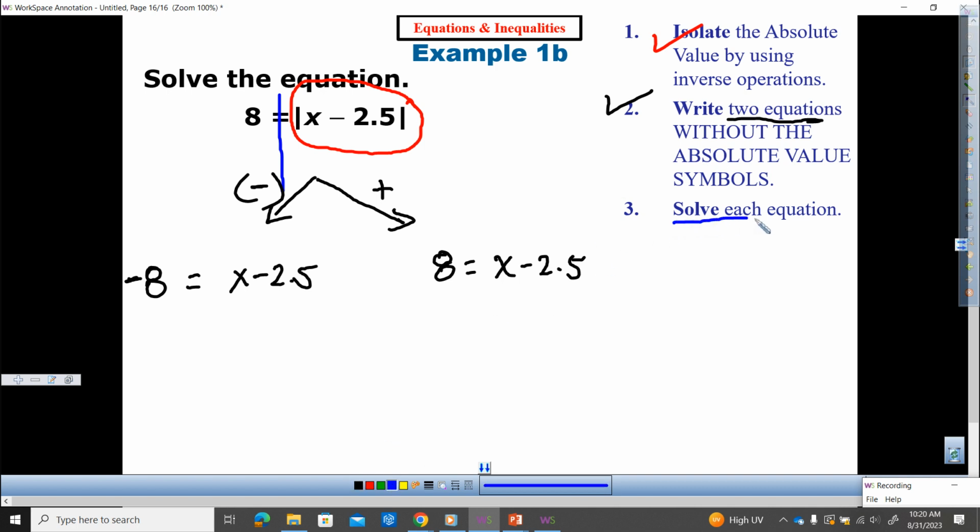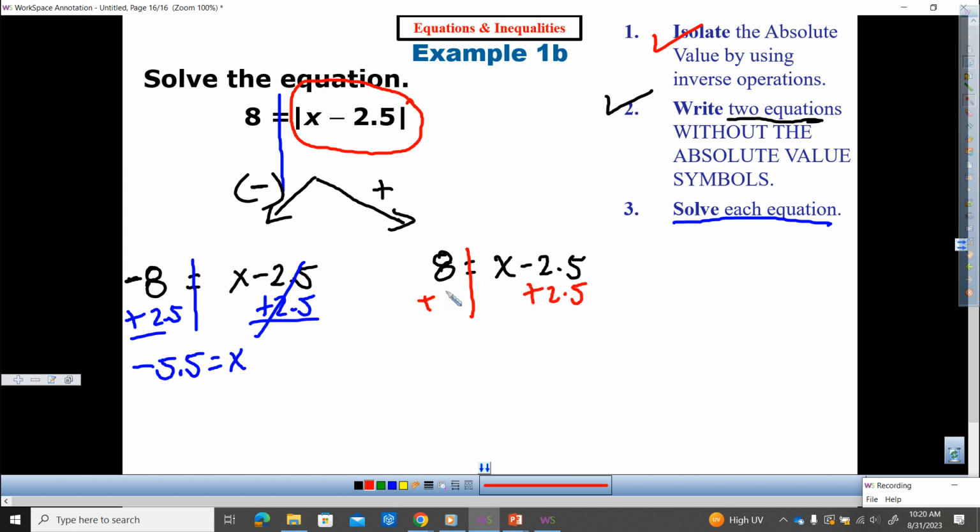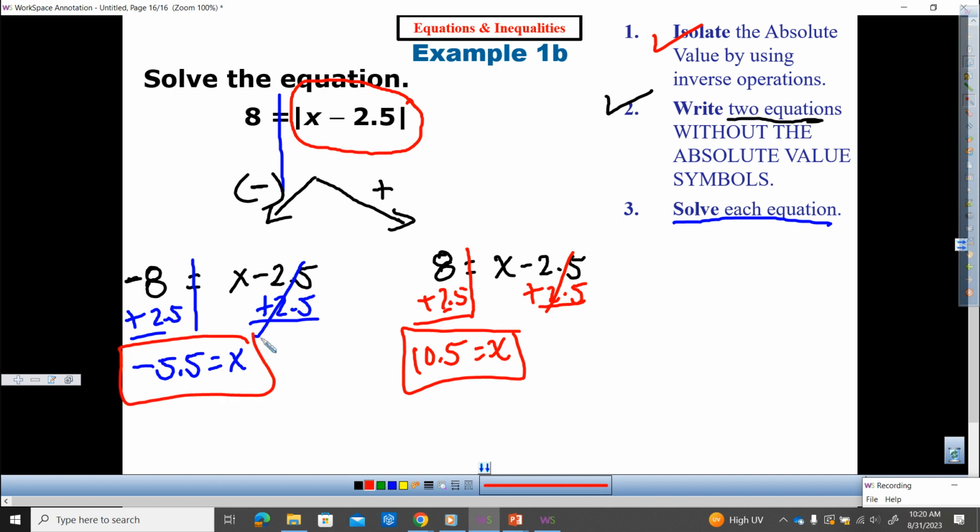What does it say? Solve each equation. So line down the equal sign here. What do I do to solve this equation, everyone? Plus 2.5, plus 2.5. We end up with negative 5.5 equals x. I'm going to do the other side in red. Here it goes. Plus 2.5, plus 2.5. And we're left with 10.5 equals x. Are we done? Yes.